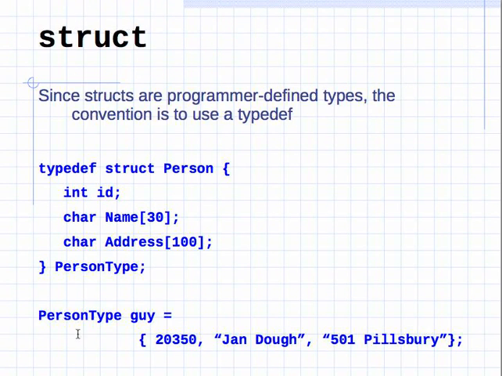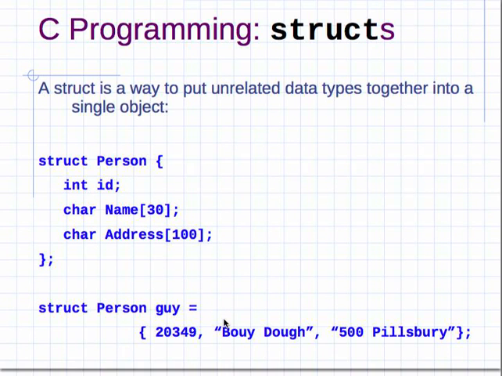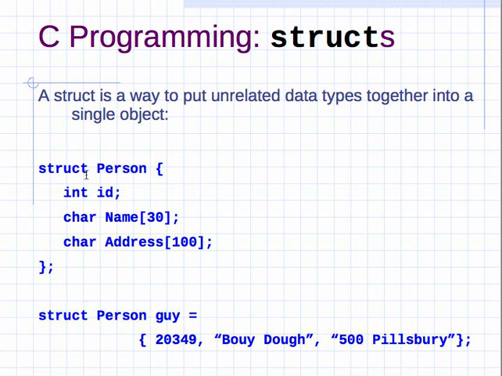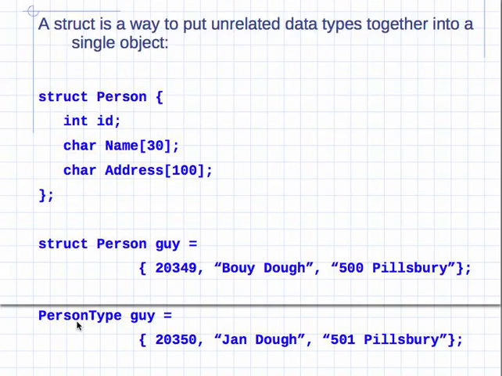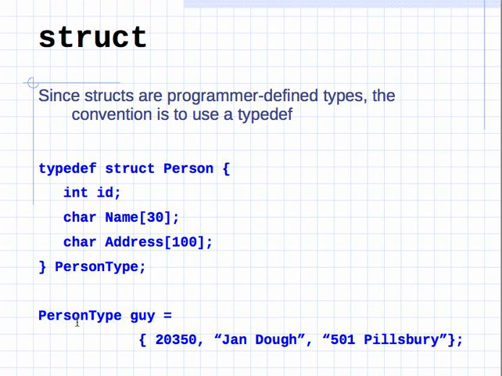Now we can just say whatever this thing at the end of typedef was, person type guy is equal to exactly the same thing. Okay, so this is just convenience. We don't have to use this. If you use a typedef, it saves us from always saying struct something. Some people like it, some people don't. It's up to you.